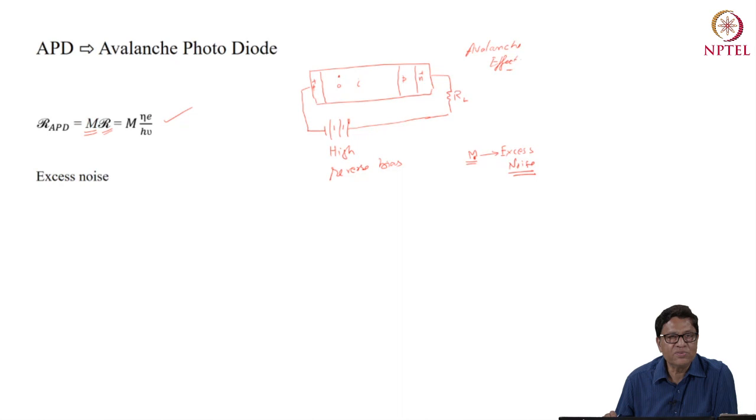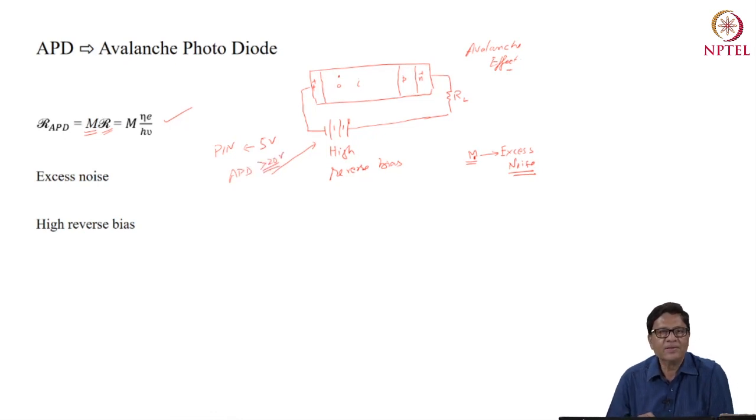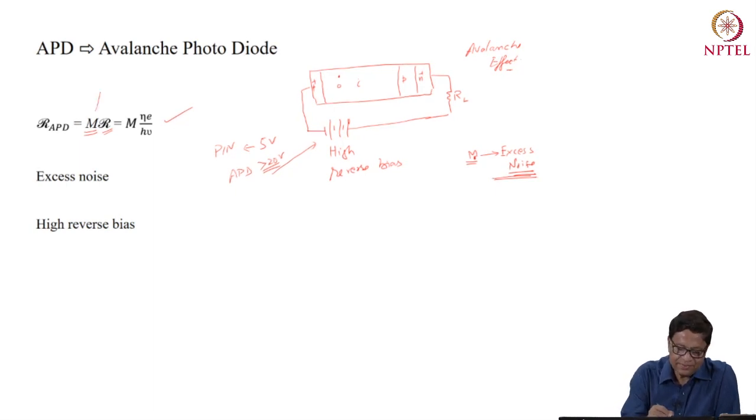So on one hand, it gives you a gain, but at the same time, this diode also generates an excess noise. And it requires high reverse bias. Earlier in the PIN diode, maybe the requirement is about 5 volts, whereas for APD, it is greater than 20 volts if you want a good gain. So the high reverse bias is required, and it also generates some excess noise. But the flip side is that it gives you a gain of M.